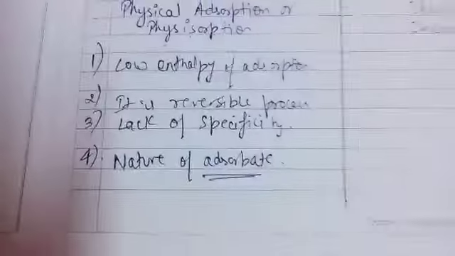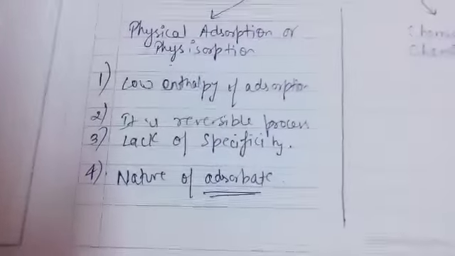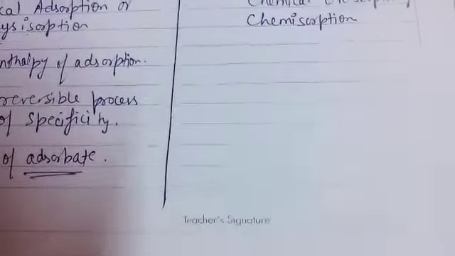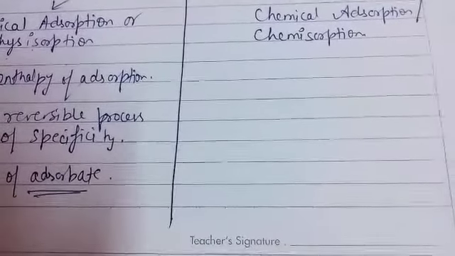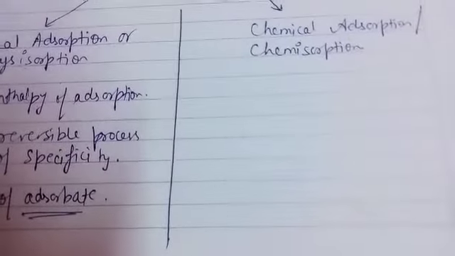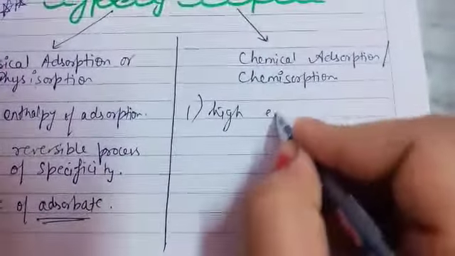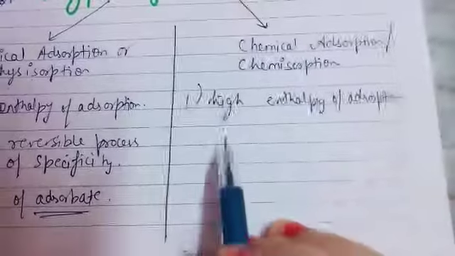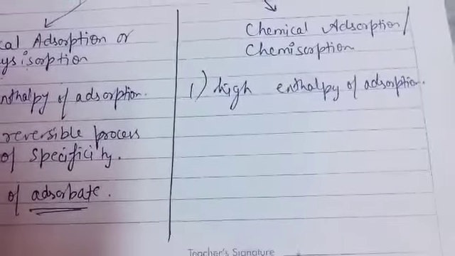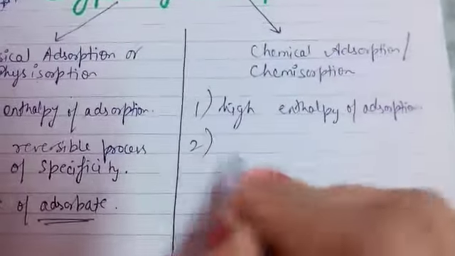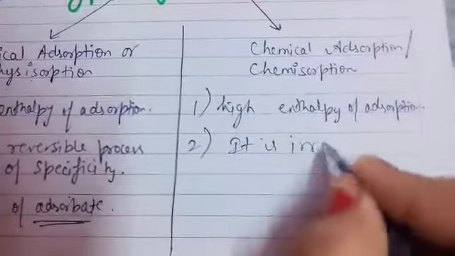Now we have chemical adsorption. Obviously the points are opposite in case of chemical adsorption. In chemical adsorption, the force of attraction present between adsorbate and adsorbent is chemical forces, chemical bonds, meaning strong forces are present. On that basis, obviously, high enthalpy of adsorption, because the forces are strong and it involves chemical bond formation. Now the second thing is that it is irreversible.